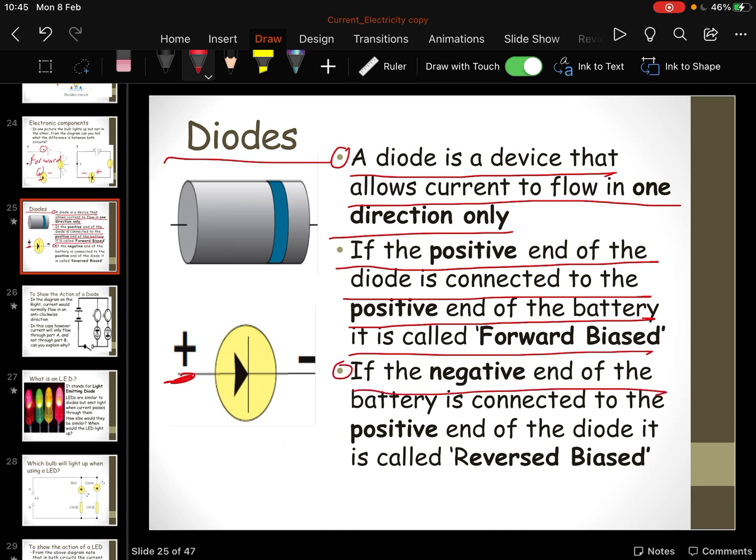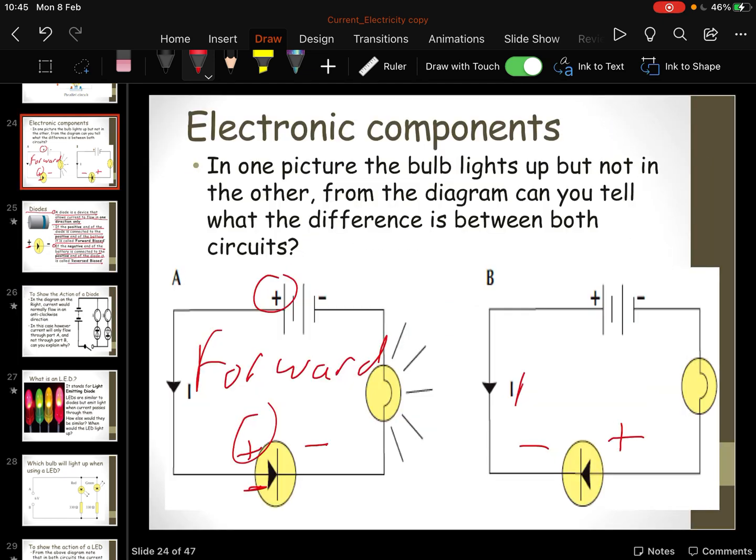And the last point, if the negative end of the battery is connected to the positive end of the diode, it's reverse biased. So this is reverse. So A is forward biased, B is reverse biased.